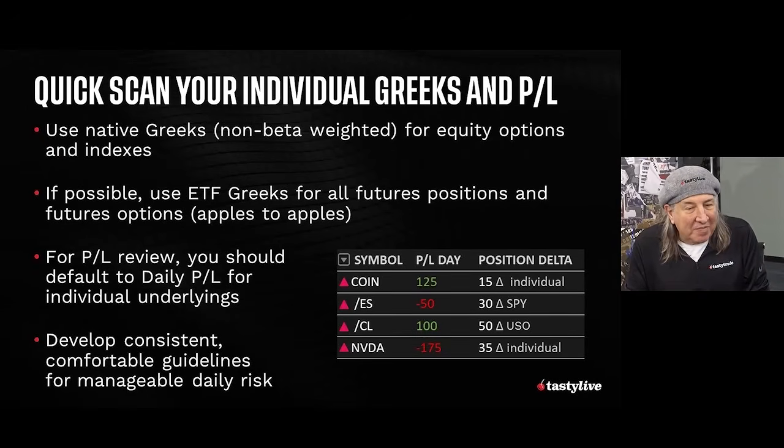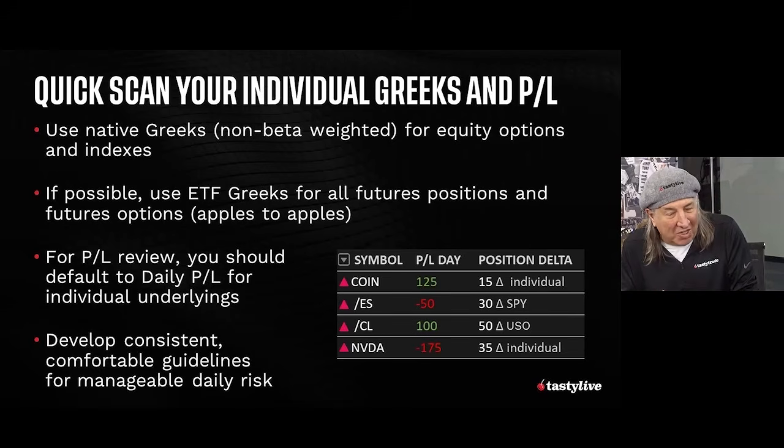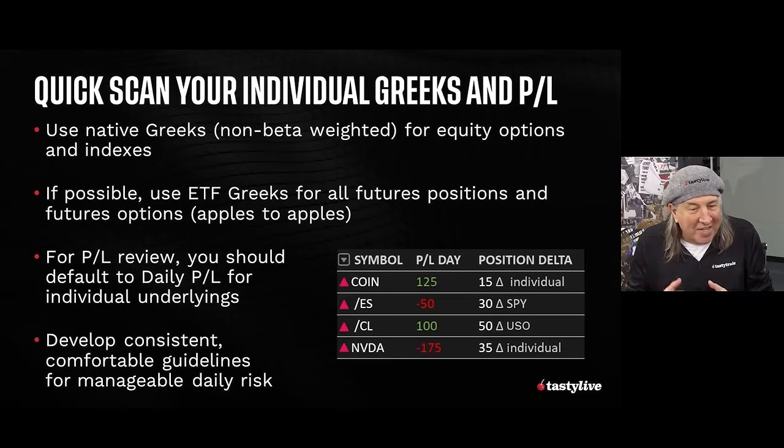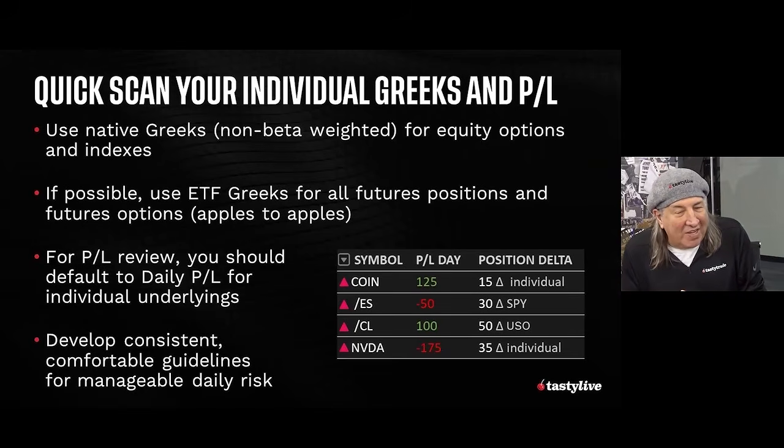On the right-hand side of this page, you see I put a couple of symbols. Coinbase, for example, my P&L, let's just say today is plus $125. And the position delta, it's an individual position delta, those are coin deltas, not converted to SPY, is 15 long deltas. In the ES, my P&L is down $50. Those converted to SPY equal 30 SPY deltas, not ES deltas, but SPY deltas. CL, which is crude oil, I converted with a plus $100 P&L. I converted those to USO deltas to make it simple because you understand that. And NVIDIA, the same thing, to 35 individual NVIDIA deltas.